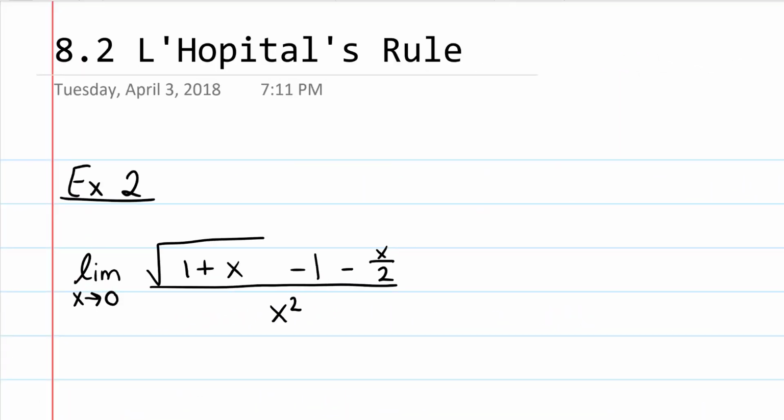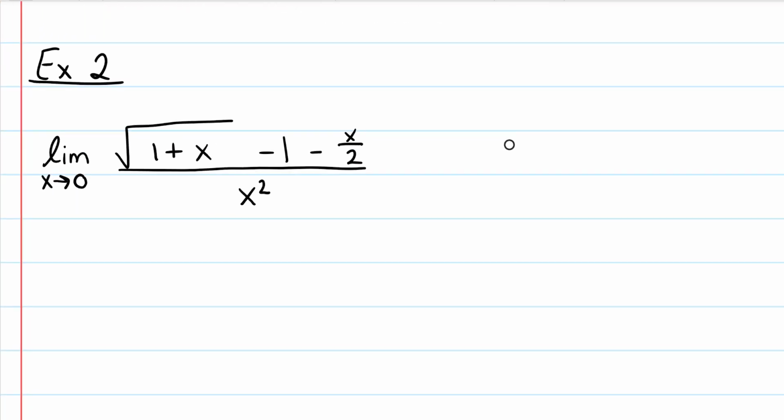In this example, we have a limit and a function. What we're going to do is try to use direct substitution in order to solve this limit. By using direct substitution, we just plug in 0, and we get the square root of 1 plus 0 minus 1 minus 0 divided by 2, all divided by 0 squared.